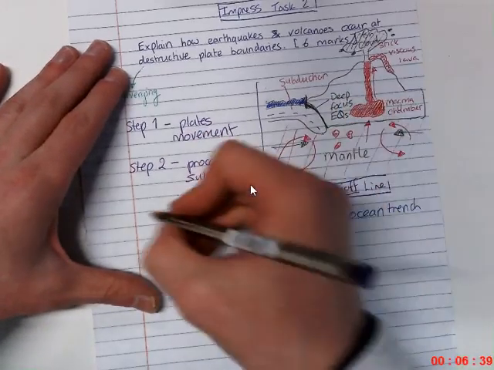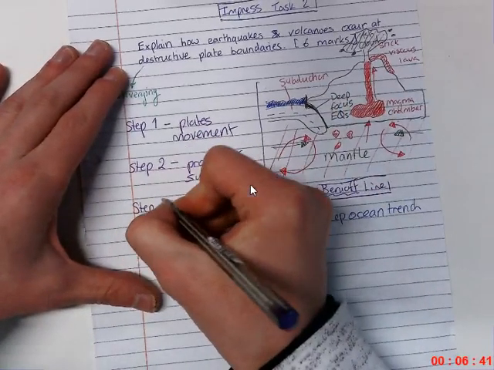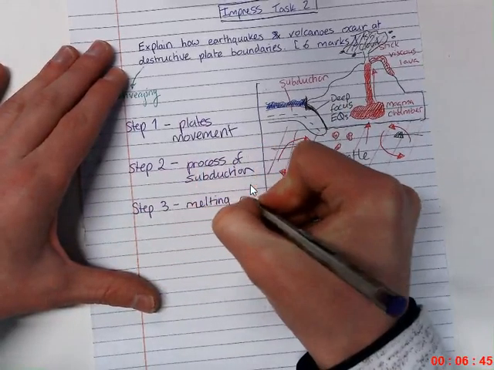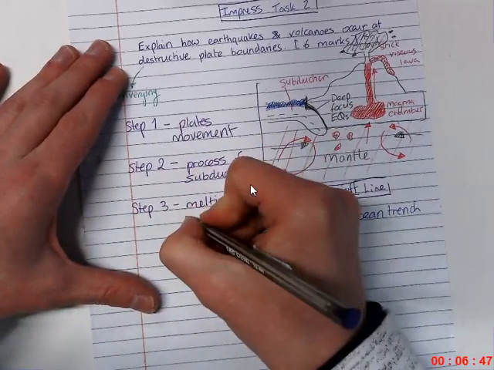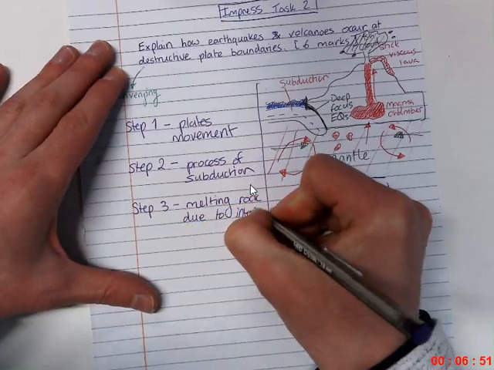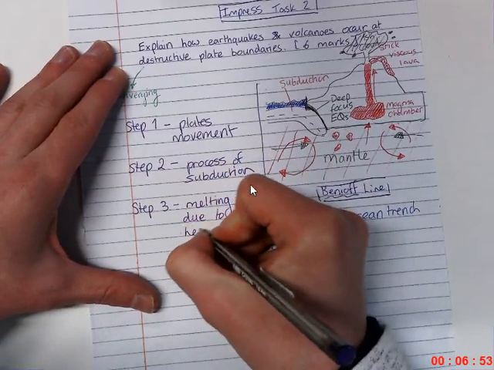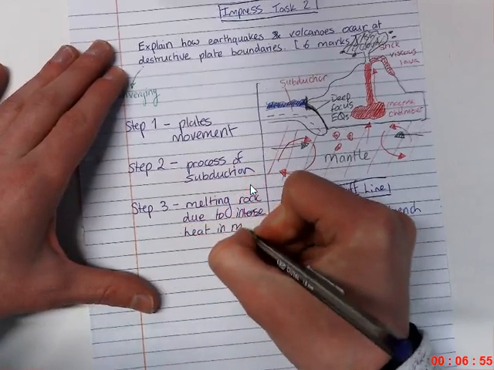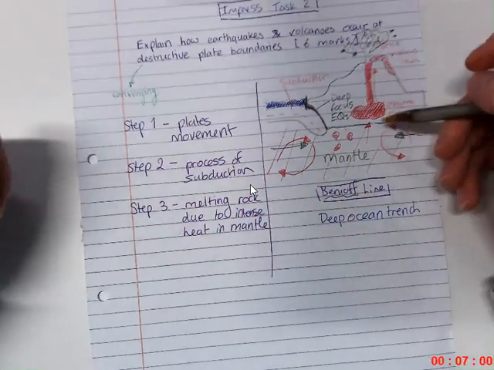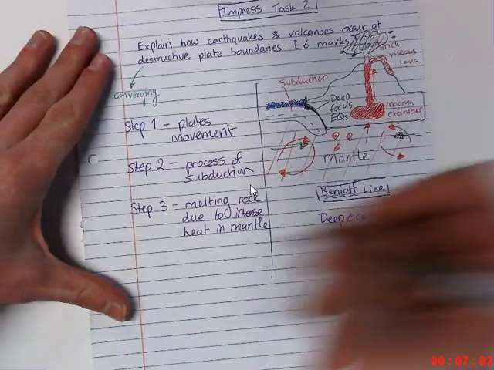and eventually melt. So step 3 is going to be our process of melting rock, because of the intense heat in the mantle. Okay, so you're going to put that into a sentence for me, or a couple of sentences explaining that that will push that through the rock.